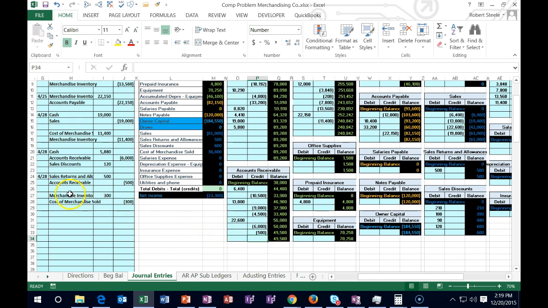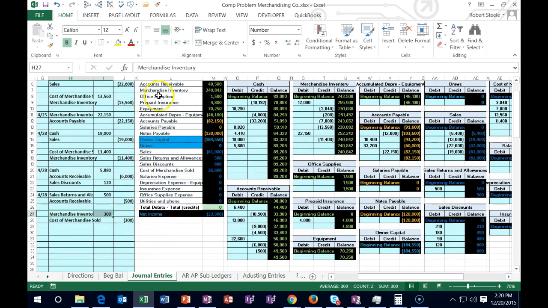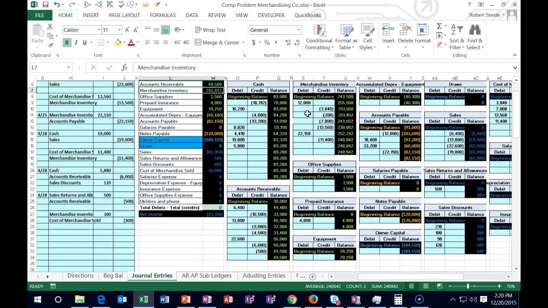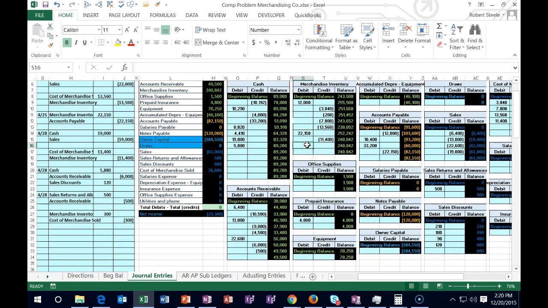Now we're going to post the second half of this transaction. We've got the merchandise inventory, which is the third account on the trial balance and the third account on the general ledger. It's going up because we received it, so we're going to debit the asset in cell S16, equals, pointing to that 300, making the inventory go up.